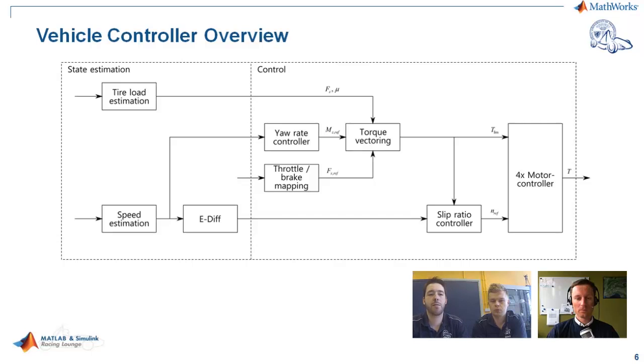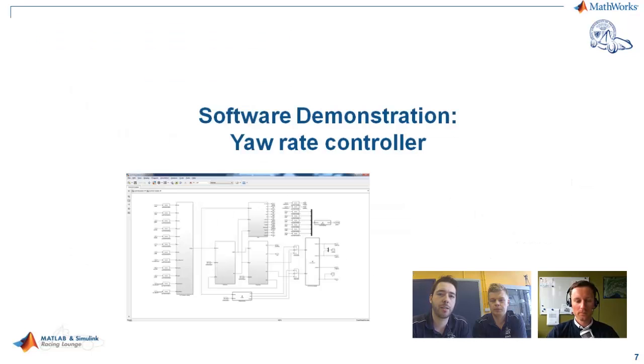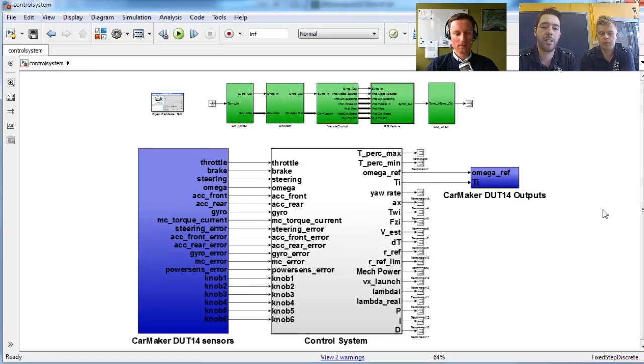Okay, so that's the overview of the controller. What we want to show today is the yaw rate controller of the car. So let me switch over to Simulink. Okay, so here you can see a very wide overview of our control system. At the top are the CarMaker blocks. On the left here are the sensors. So in here are just some CarMaker blocks to get the throttle signal and the brake position and such.